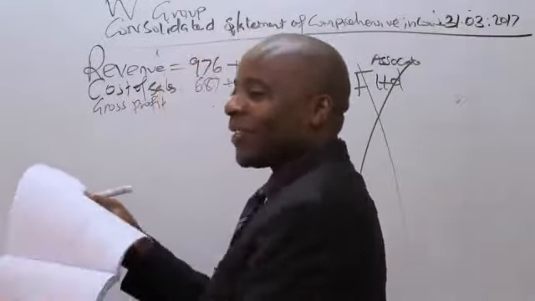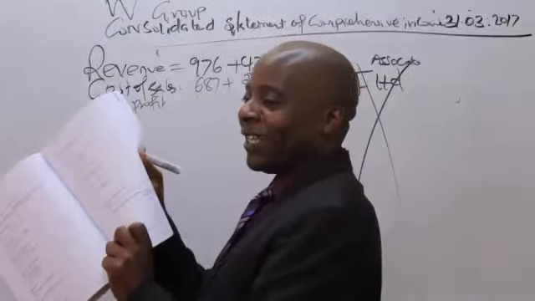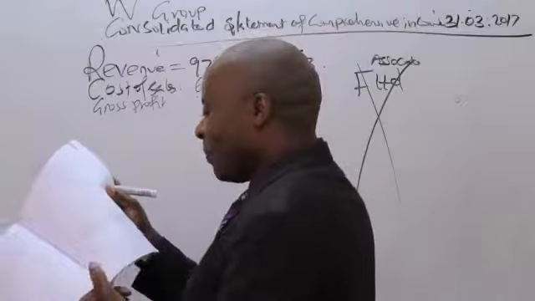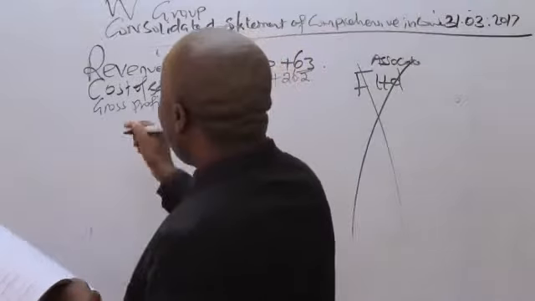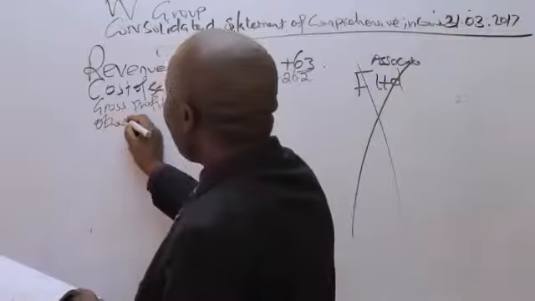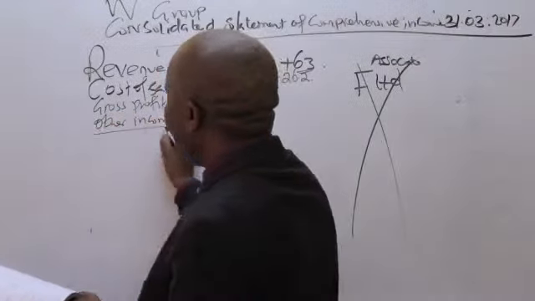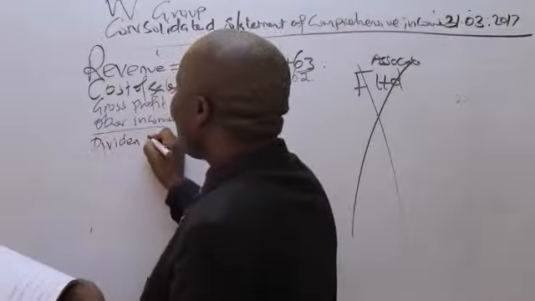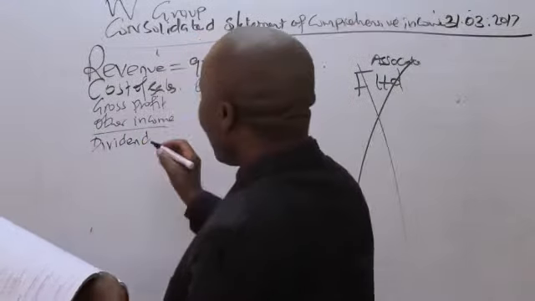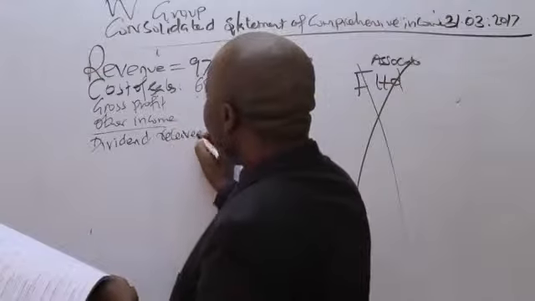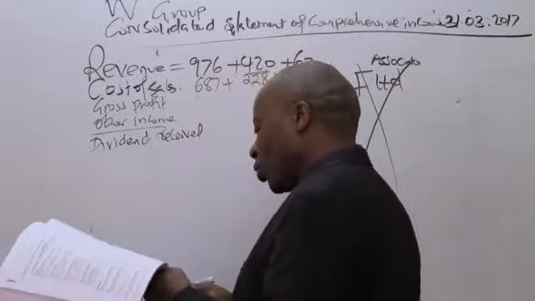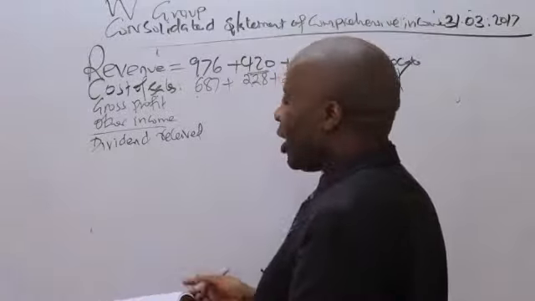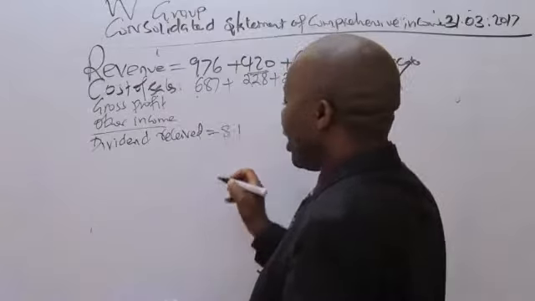I'm following the financial statements given, right? I'm not doing anything outside. I'm not even thinking at all as I'm doing this. So the next one is other income. If you look at the other income, I can see dividend received. So I'll just write there, even without reading much, dividend received. So for dividend received, what do I have? I would want to consolidate. Dividend received is 8.1, and the others. So dividend received is 8.1.